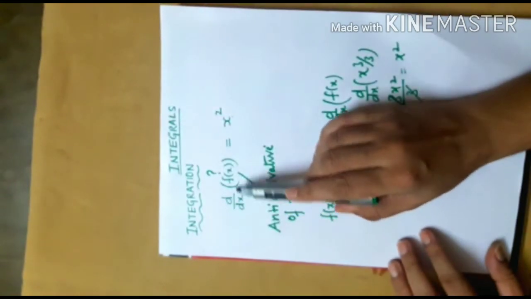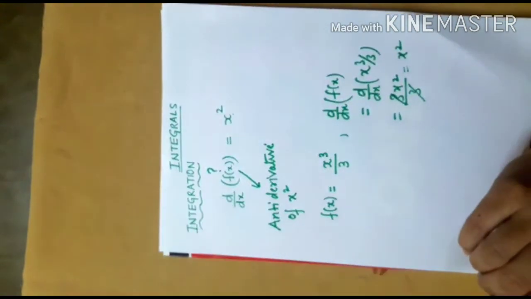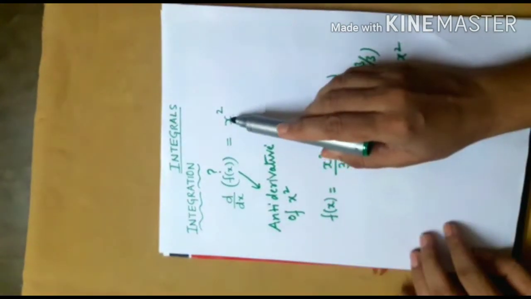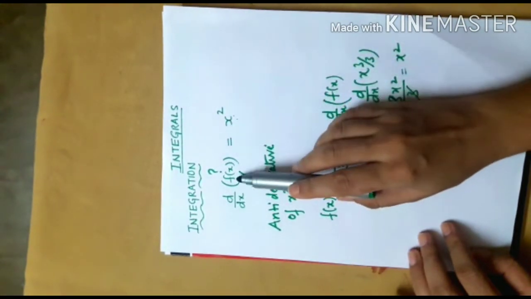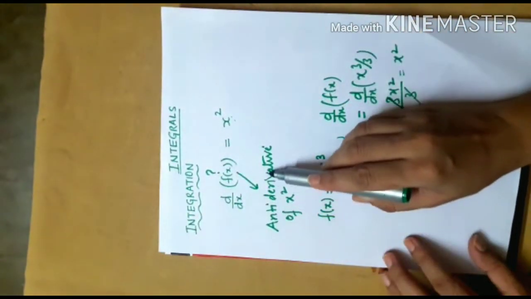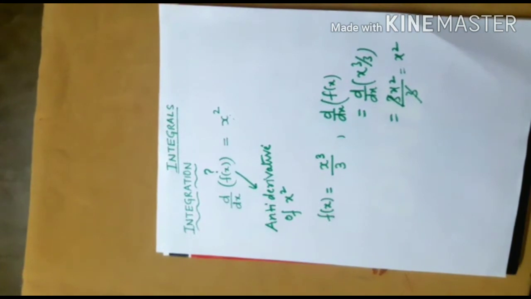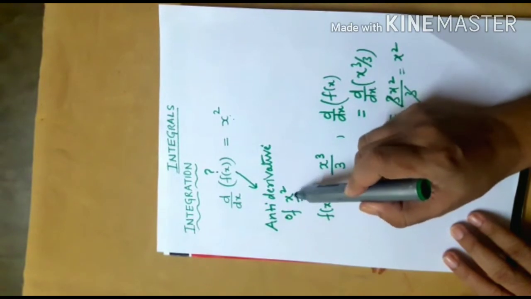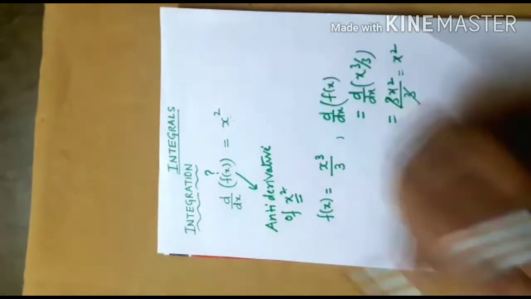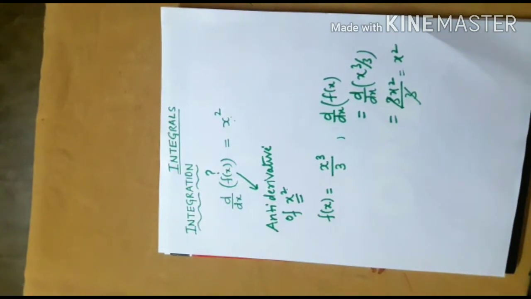Let's take one example. The derivative of f(x) is equal to x squared, and I need to find the function f(x). Here, x squared is the derivative of f(x), and this f(x) is called the antiderivative of x squared. So, in a way, I'm asking you to find the antiderivative of x squared. That means, think of a function whose derivative is x squared. Can you think of any such function?